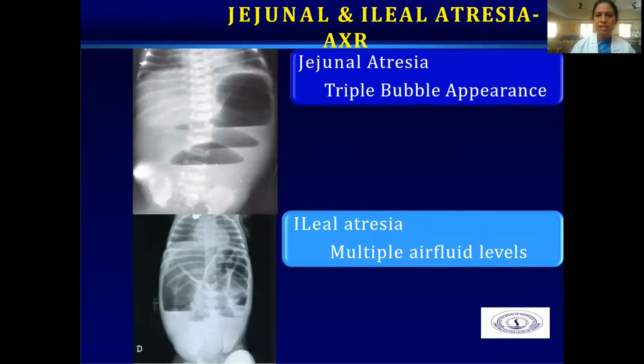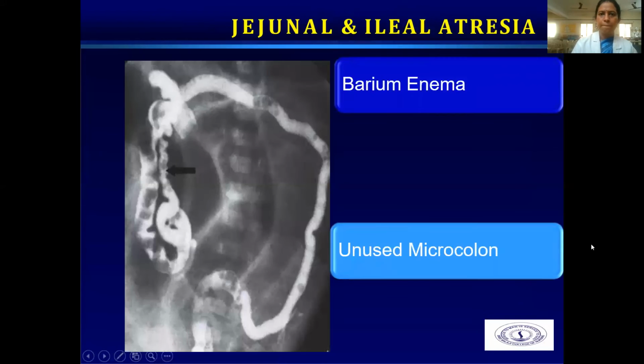Jejunal and ileal atresia. Jejunal atresia is a triple bubble appearance. And ileal atresia is multiple air fluid levels. Multiple air fluid levels are seen in this diagram. Jejunal and ileal atresia by barium enema and by unused microcolon can be visualized, which is shown in the arrow mark.